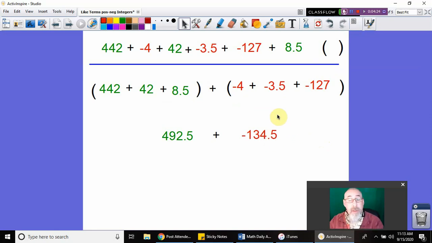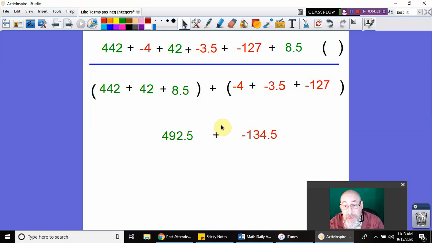So all I did was reassociate, group them by their positives and negatives. And because it's addition, we can do that. It's the additive property of association. Again, who you associate, who you hang out with. So we just made our positive friends and our negative friends, and now we're going to add those together.